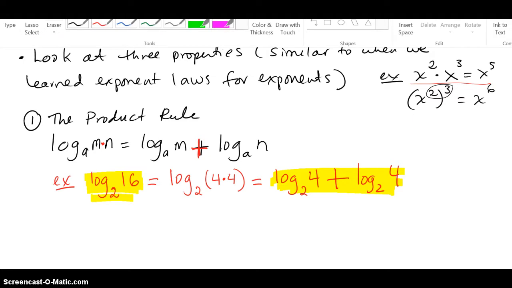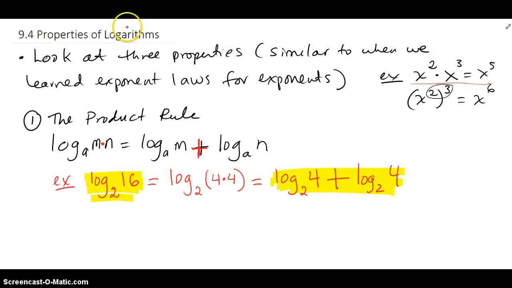Now let's check that, since we can do this one in our head. I'm at 2 and I want to get to 16. The exponent must be a 4, because 2 to the 4 is 16. Now if I look at this individually, I'm at 2, I want to get to 4, so the exponent must be 2. Similarly, for this one, if I'm at 2 and I want to get to 4, the exponent must also be 2. And hey, what's 2 plus 2? 2 plus 2 is 4.